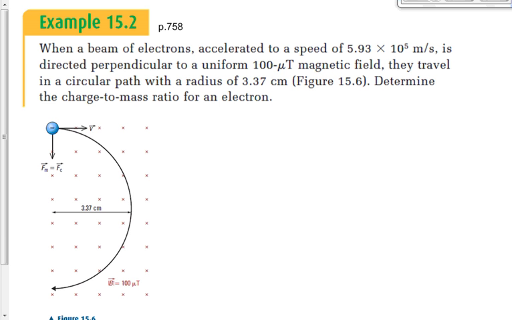This one says, when a beam of electrons accelerated to this speed, all right, that's good news, we're already given the speed, is directed perpendicular to a magnetic field, okay, that's going to be B, the magnetic field, but I don't like that micro Tesla thing. They travel on a circular path of radius 3.37 centimeters. Find the charge to mass ratio.